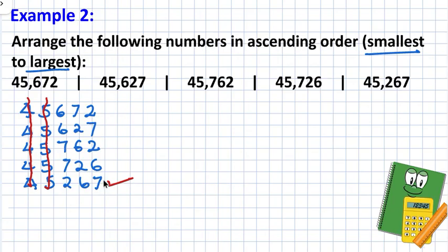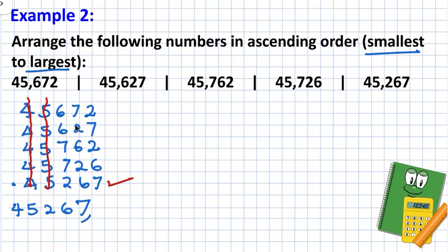So remember, we are arranging starting from the smallest. So that means this number is the smallest. We have 4, 5, 2, 6, 7 as the smallest. So we have 6, 6, 7, 7. Obviously, these two numbers that have 7 are bigger than these two numbers that have 6.